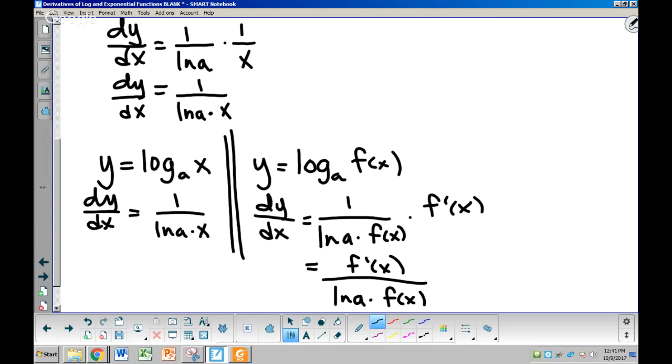Now, these are rules, right? They're rules. I would not derive every time I take a derivative of a log or exponential. I wouldn't derive it every time. I would just apply the rule. Okay? I'm not asking you to derive them every time.